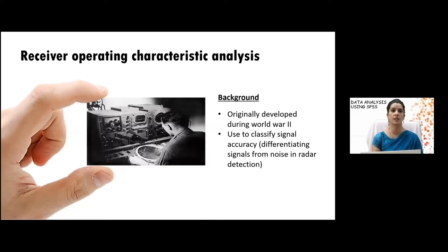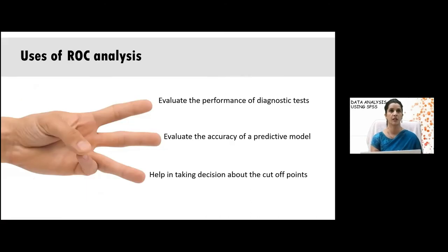So in ROC, that cutoff they have decided is that above it will be a radar signal, and less than that it will be a noise signal. So basically there are three uses of ROC analysis. We evaluate the performance of a diagnostic test. We evaluate the accuracy of a predictive model, like when you made a model in logistic regression. We apply ROC for that logistic regression also, to see the area under the curve, that is, the cutoff which you have taken.